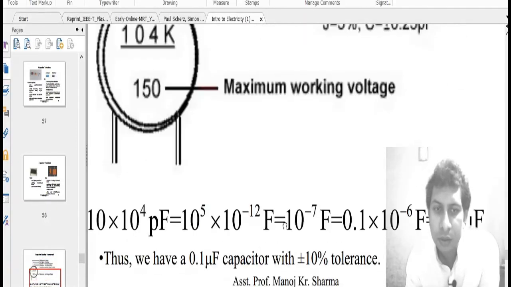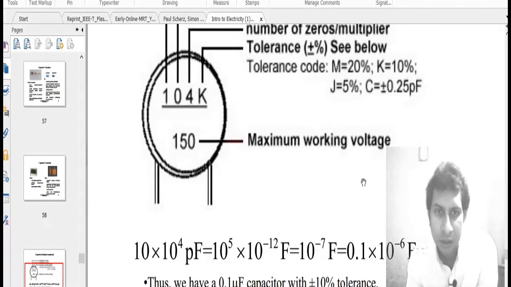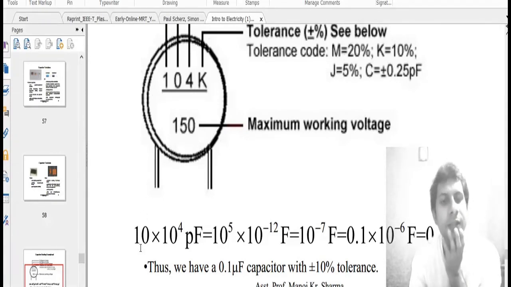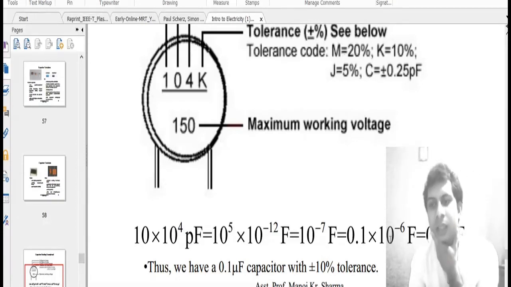how can we calculate this? 150 is the working voltage of the capacitor. K stands for the tolerance, which is plus minus 10%. Then 1 and 0 are the two significant digits, and 4 is 10 to the power 4, and generally we take it as picofarad. That means we can make it 10 to the power minus 12, and we can write it as 10 to the power minus 7, and we can write it as 0.1 times 10 to the power minus 6 farad, or 0.1 microfarad. Okay, with the plus minus 10% tolerance.